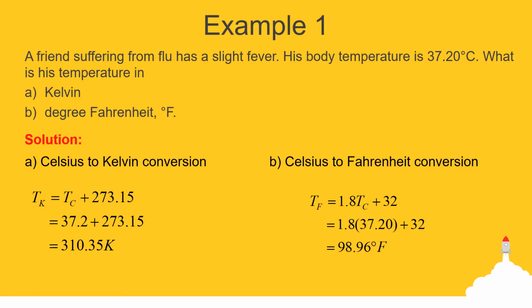Okay, so this is the example. A friend suffers from flu and has a slight fever. His body temperature is 37.2 degrees Celsius. What is the temperature in Kelvin and Fahrenheit? We already have the value in degrees Celsius, so just substitute into the formulas. To convert to Kelvin, degree Celsius plus 273, so you will get 310. For Fahrenheit, it is 1.8 multiplied by the degree Celsius we have and add 32. So you will get 98.96.